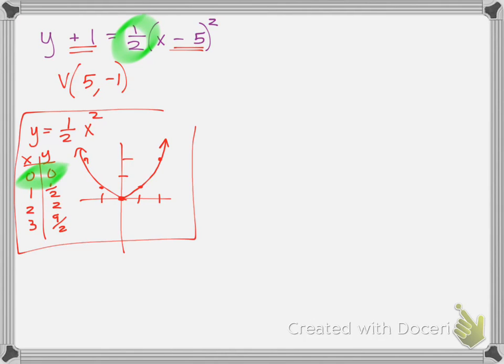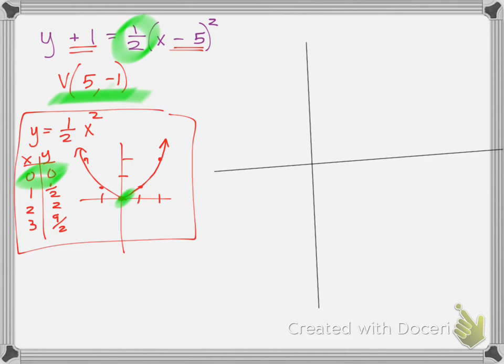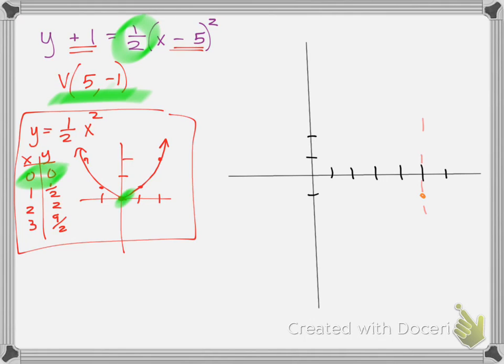So I need to make this exact shape at that exact vertex. So this 0, 0 is now moved to 5, negative 1. So I'm going to go to 5, negative 1. Let's go to 5, 1, 2, 3, 4, 5, negative 1. So 5, negative 1 is 1 point. And then again, I like to pretend that there's a set of axes right here. Dotted line is fine.